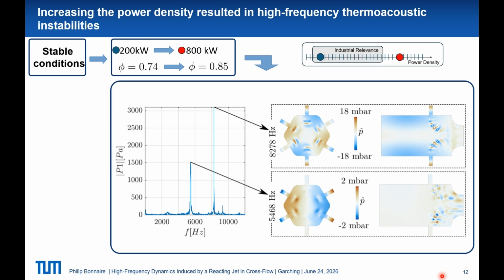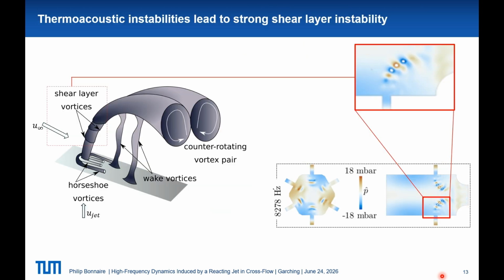But then what did we observe? One thing caught our attention, and this was the shear layer instability that was accompanied by these thermoacoustic instabilities. So on the left-hand side, we see the vortex structures of a jet in crossflow. So jet velocity from the bottom, crossflow velocity from the left.